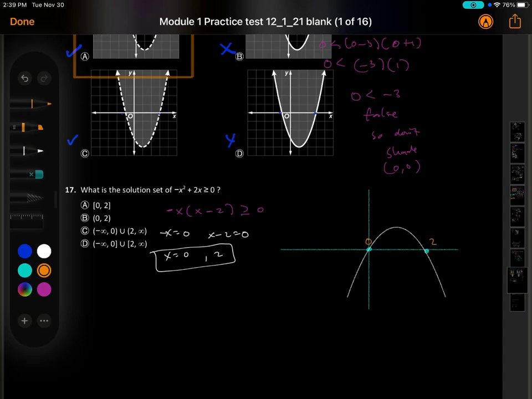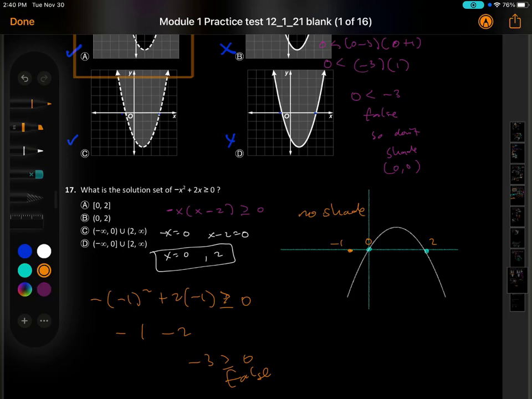And now I want to test points outside of these numbers. So let's just say you put in negative 1. I'm testing negative 1 over here in the orange area, and that has to be greater than or equal to 0. So negative 1 squared is 1, negative 1, negative 2, negative 3 is greater than or equal to 0. This is false. So no shade.